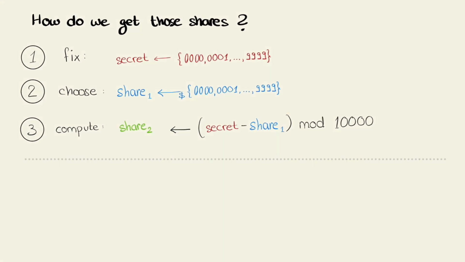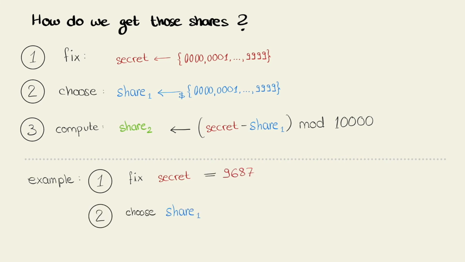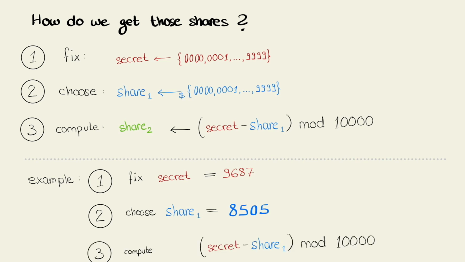So let's make it more concrete. In our example, the fixed secret was 9687. We randomly chose the first share as 8505. Then, plugging in the values in our formula from above, we get this, which results in the second share that is equal to 1182.